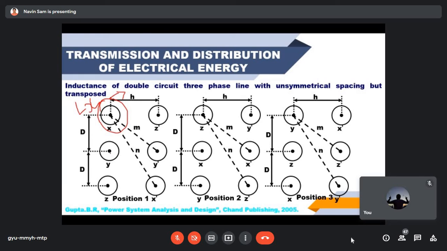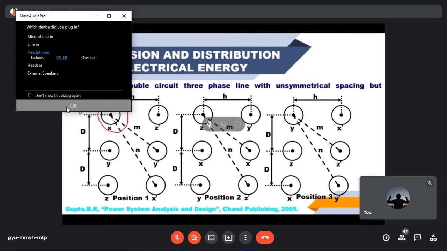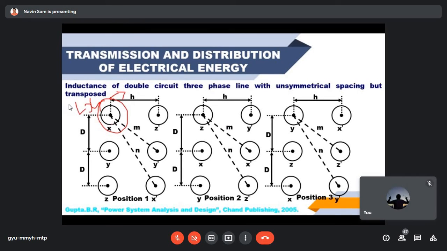Right. Now, if you look at this, what I'm going to do is evaluate the inductance due to the current flowing through all the conductors. So let me move on to the step-by-step procedure.